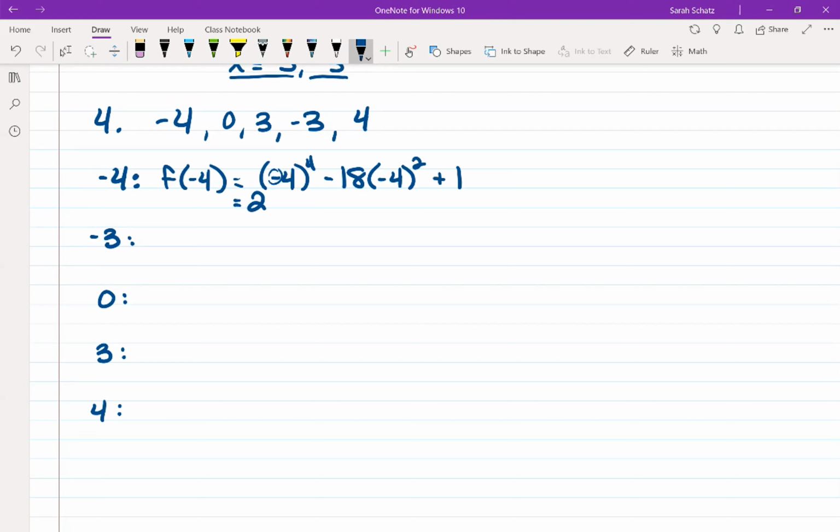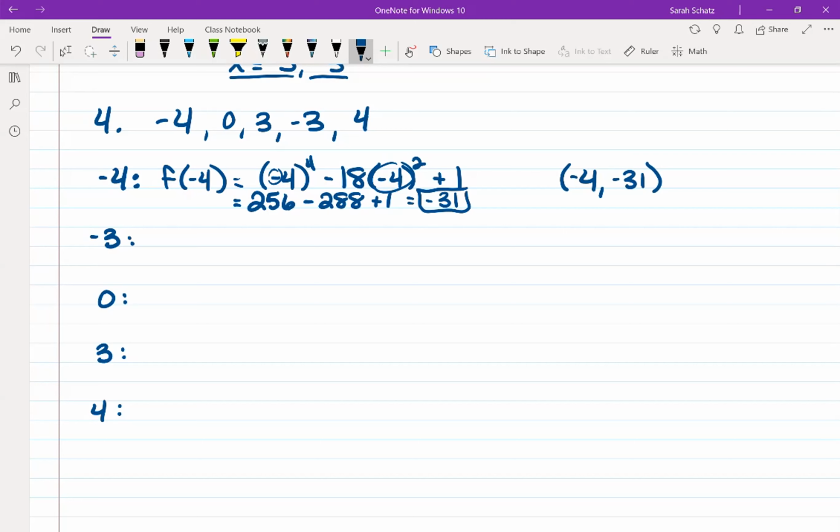So I get positive 256 minus, well, make sure that you square this before you multiply it by 18. So it is going to be positive 16 times 18. So it'll be minus 288, and then we'll have +1. So you do that subtraction. I think what we get here is -31. So what have I found? Remember, I put it into the original function, which basically means I found a point on my graph where x equals -4 and the y value is -31.